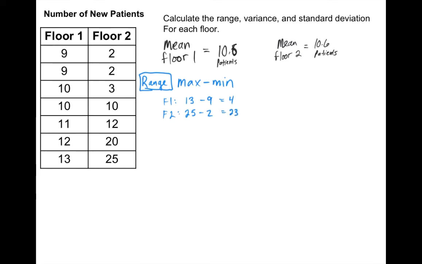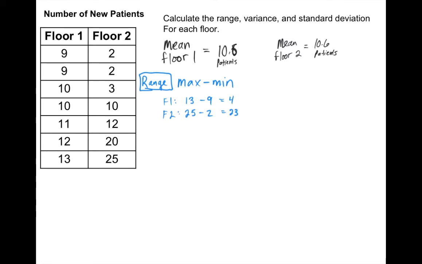This is probably the most simple measure of variation. It's a simple calculation, and it tells us the distance from the minimum to the max, so it gives us an idea of how far away the minimum and the maximum are from one another. And you can see the minimum and the maximum are quite close together with floor 1, and quite far apart, 23 patients apart, for floor 2.